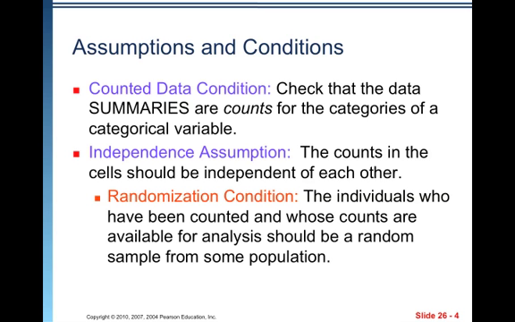One is the counted data condition. You need to check that the data summaries are counts for the categories of a categorical variable. So you want to check that the data is summarized by counts and that those counts are actually the categories of a categorical variable. The second thing you want to do is check the randomization condition as support for the independence assumption. The assumption is the counts in the cells should be independent of each other. The condition we can check is that the individuals who have been counted and whose counts are available for analysis should be a random sample from some population.